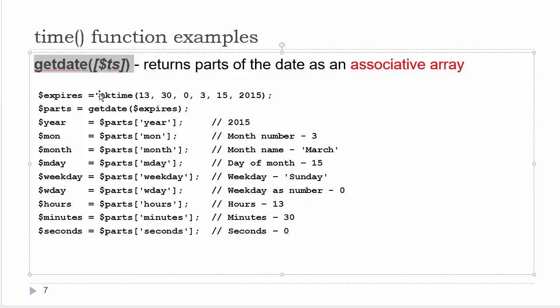So here, if we had a time and we're setting it in this variable called expires, and we're using the getdate function with the variable expires, which is a number of seconds, and we're assigning that to this variable parts, we can actually use these different values of parts. Here again, parts is looked at as an associative array, and we can return different parts of that date. We can return the year, the month number, the month name, the day, etc.